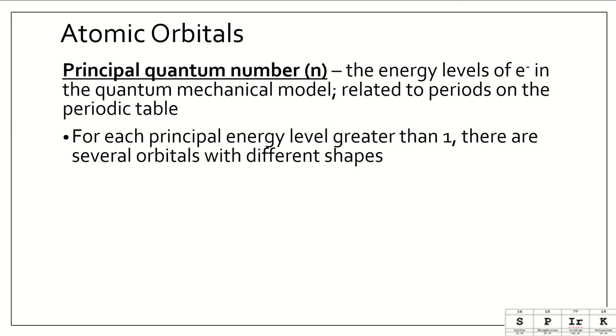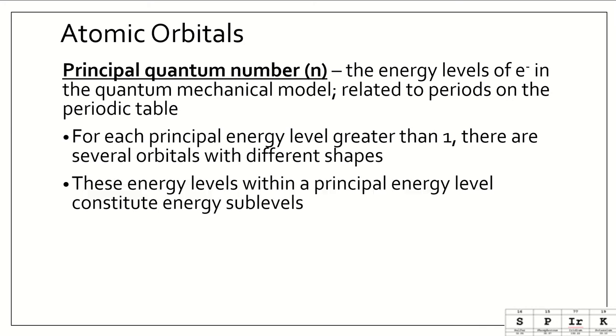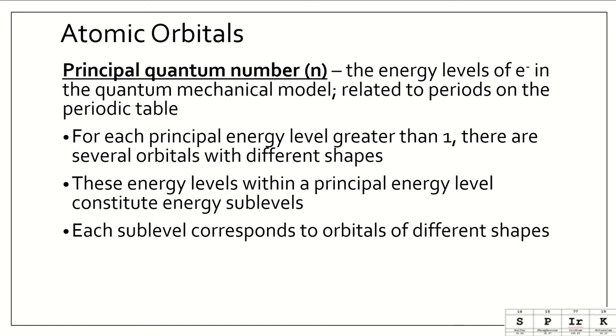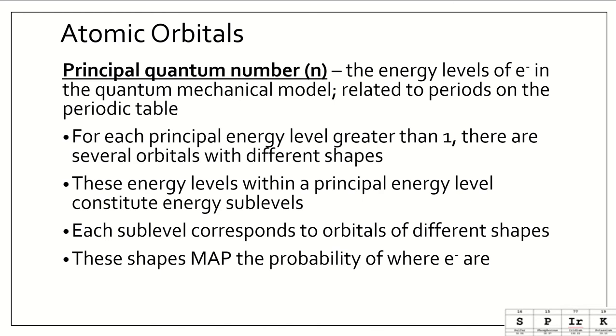So for each principal energy level greater than 1, there are several orbitals with different shapes, so different maps of where the electrons may be. These energy levels within a principal energy level constitute energy sublevels. So we have levels within principal energy levels, which then have sublevels. And each sublevel corresponds to orbitals of different shapes. And again, these shapes map the probability of where electrons are.